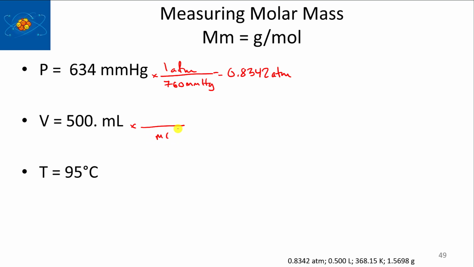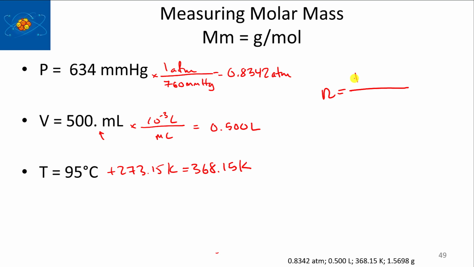And then the volume, it's in milliliters, so it needs to be in liters. So a milliliter is 10 to the minus third liters, and that comes out to 0.500. The decimal indicates 3 sig figs liters. And then the temperature, I just add 273.15 to it. That'll get me to Kelvin, and that'll be 368.15 Kelvin. Now, you're going to plug that into the ideal gas law equation, so you have n is equal to P times V over RT.